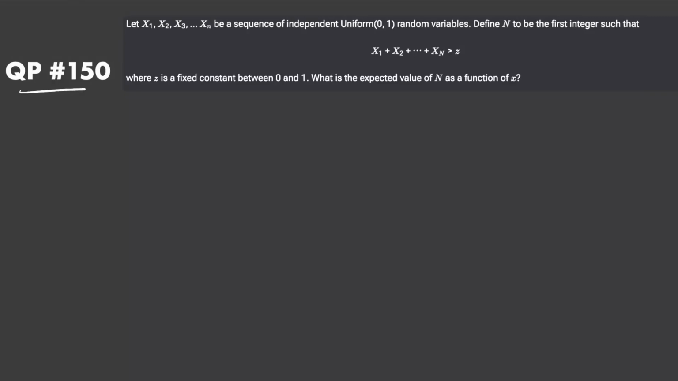Hello everyone, today let's take a look at QP150, a very hard, basically uniform distribution problem where we have x1 all the way up to xn as a sequence of independent uniform 0 to 1 random variables. We define n to be the first integer such that their sum exceeds this fixed constant z, where z is between 0 and 1. So it's asking us, what is the expected value of n as a function of z?